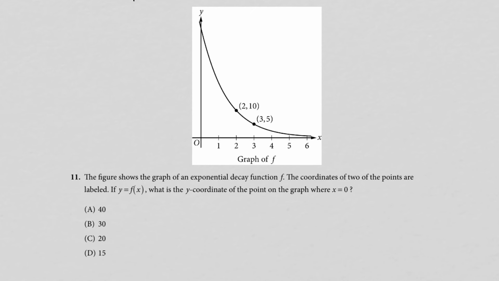Number 11, exponential decay function. Two of the points are labeled. What is the y-coordinate where x equals 0? Interesting. So every 1 unit to the left, it went from 5 to 10. That means at 1, it's going to be 20. It's doubling every time I go to the left by 1 unit. So it's going to be (0, 40).